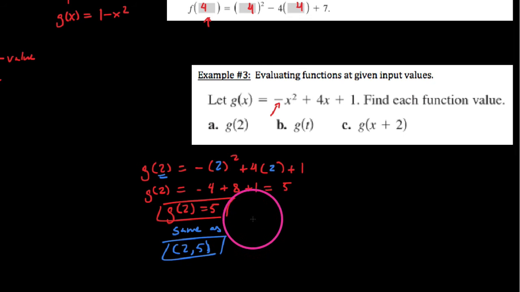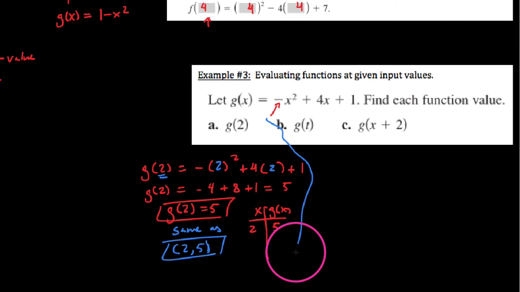That's the same as when I plugged in x here, g of x. When I plugged in 2, our g of 2 value came out to be 5. So in other words, our g of x is always representing an output value, or a y value. So let's take a look at letter B.